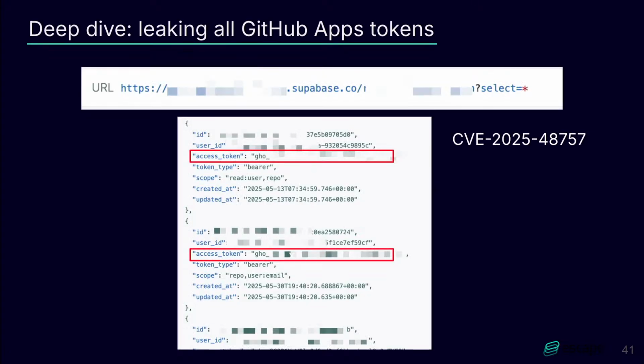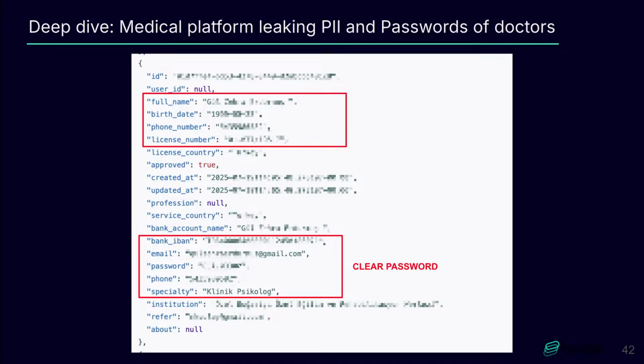Let's deep dive into a few of those vulnerabilities. The first of which was an application that leaked all of the GitHub application tokens. So you can basically steal the GitHub apps, which can be very problematic. And this is related to the CVE that, as I was mentioning, it uses the same vector, which is basically you bypass the row-level security by just passing a select that is select everything in the table, and ta-da. This one is a very nasty one.